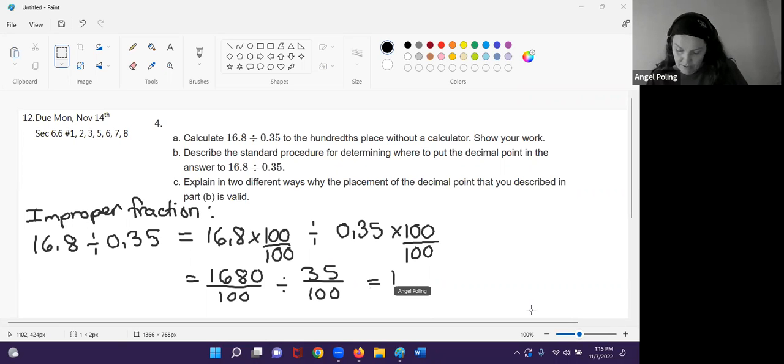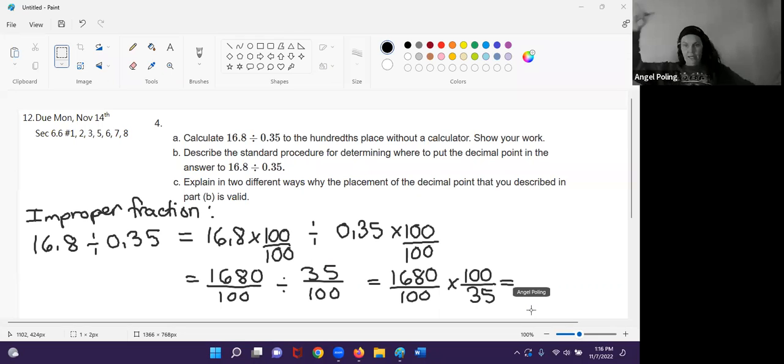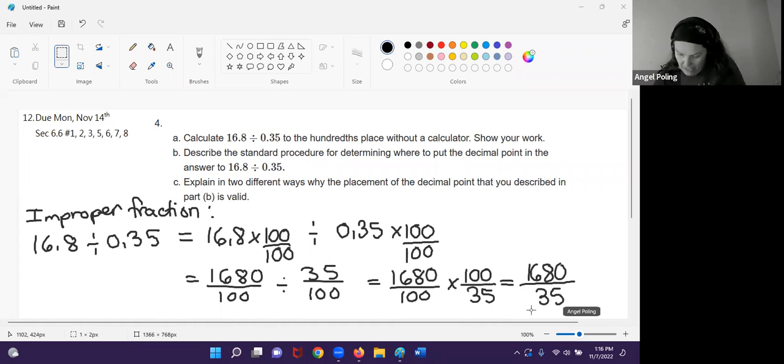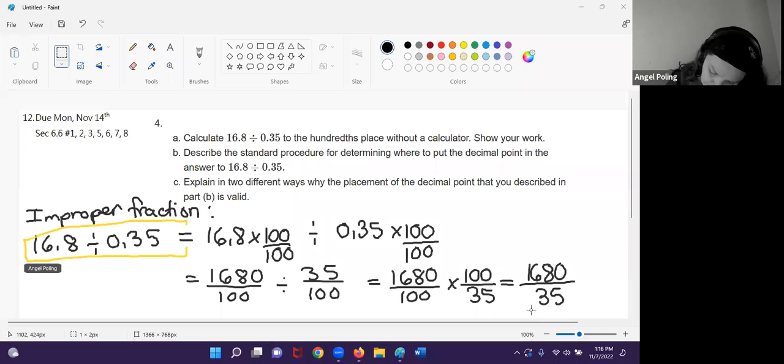I'm going to take you through the keep, change, flip algorithm, the invert and multiply, so that you can see cancellation, right? So we have the 1680 over 100, and now times 100 over 35. So in our algorithm now, we're going to cancel those hundreds, one on the top, one on the bottom in multiplication. And we get to the 1680 divided by 35.